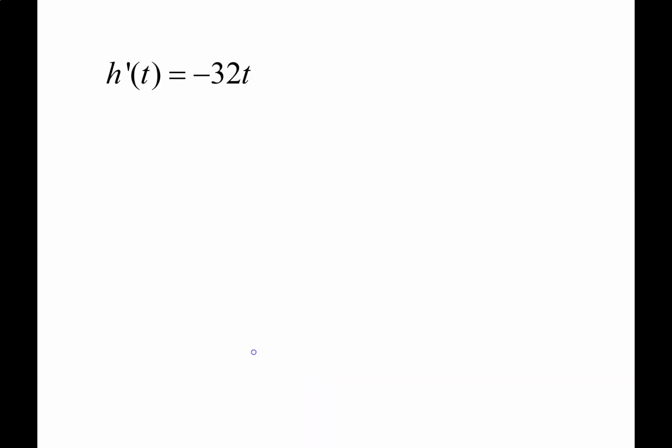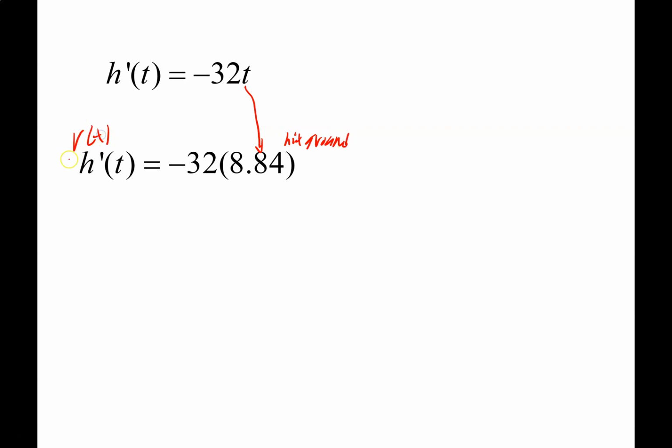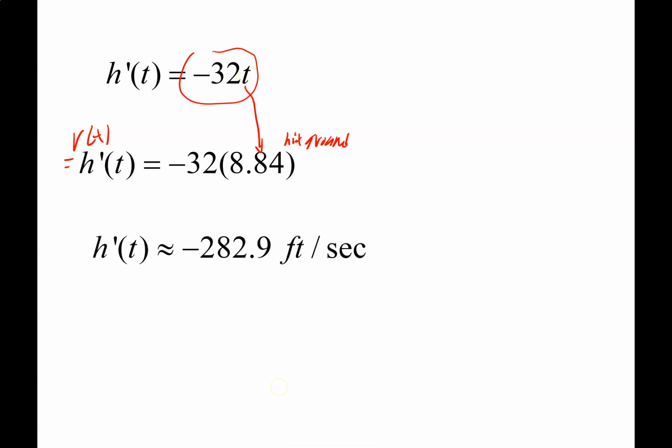So basically what I want to do is this. Here is my derivative function. Again, my time is the time it takes to hit the ground. So I'm evaluating my velocity, which is my h prime function, negative 32t, at 8.84 seconds. So at that time when you first hit the ground, that object is going about negative 282.9 feet per second. And then it's going to come to a screeching halt, which means that object's going to probably be pretty flat by the time it's done.